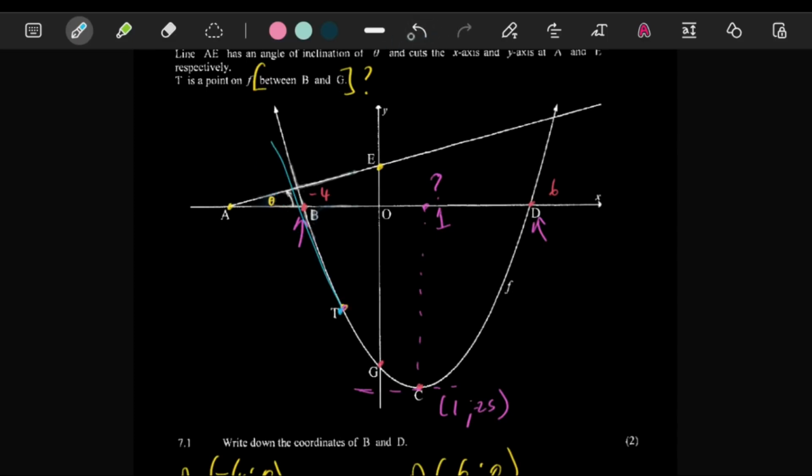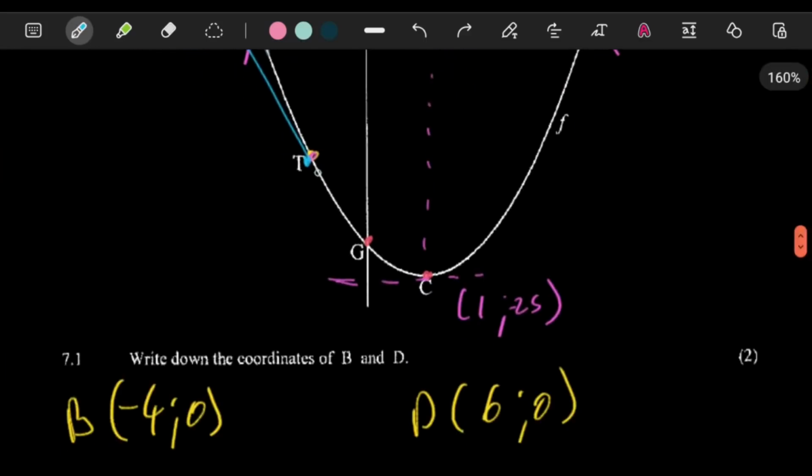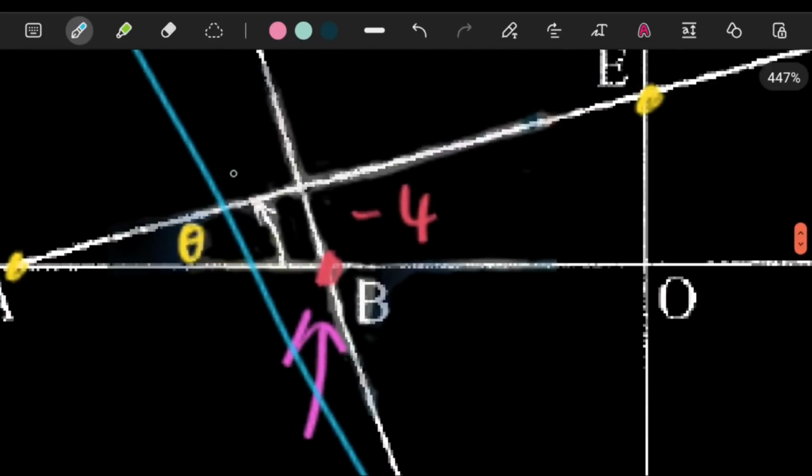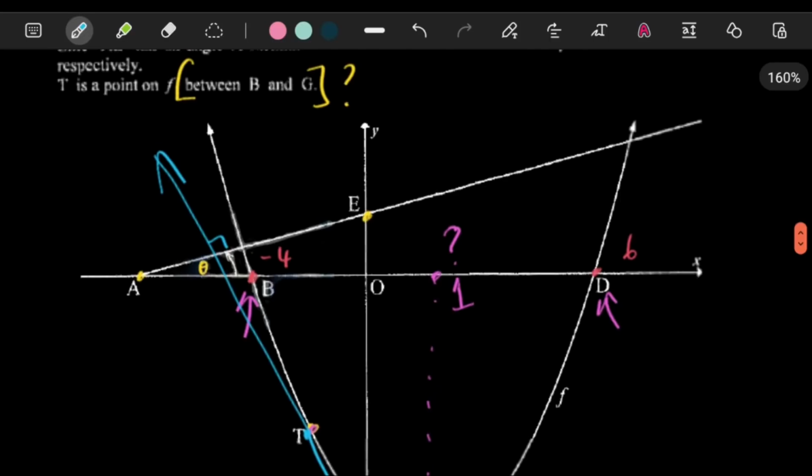Wait, it's a straight line. Oh no, come on. Straight line over there. Come on, man. This is hard, eh? This is a tangent, eh? Goodness, come on. This is a tangent. It is perpendicular to this.